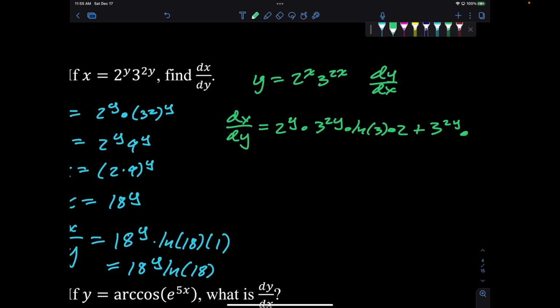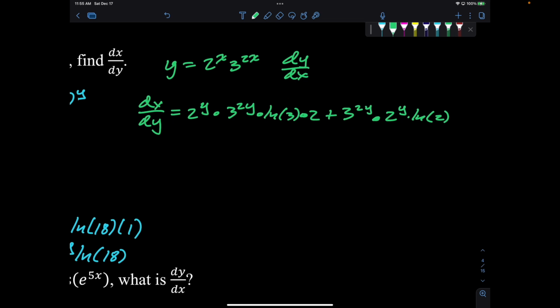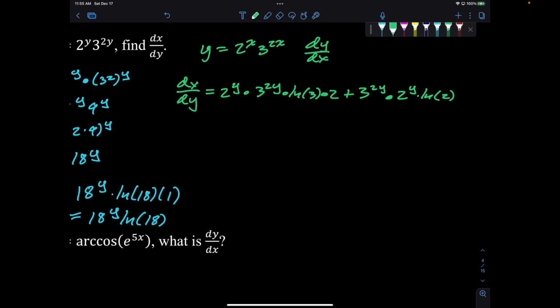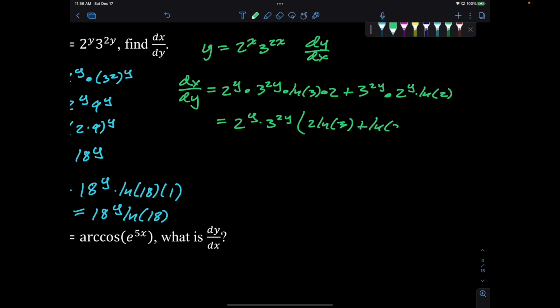The derivative of 2 to the y is 2 to the y natural log of 2 times 1, but whatever. Now, how do I get from this to this? Because one of those seems way nicer than the other. I can take out a 2. So we're going to do 2 to the y, 3 to the 2y. Take that out. This gives me 2 natural log of 3 plus natural log of 2.